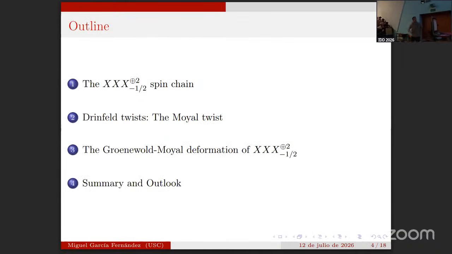Roughly speaking, this will be the plan of my talk. First, I will try to explain this SL2 times SL2 spin chain, which I denote here by XXX minus 1/2 squared. Then I will try to introduce what the Drinfeld twist is, and in particular I will focus on the Moyal twist. And finally, I will try to deform this XXX minus 1/2 squared spin chain by this Moyal twist.